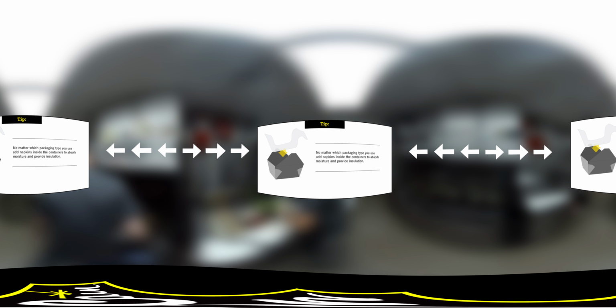Clamshells can also be used to package fries. However, they require some slight modification in order to release the steam that can create a soggy, disappointing eating experience. If you use fold-up cartons, these can be vented as well by removing the side flaps. No matter which packaging type you use, add napkins inside the containers to absorb moisture and provide insulation. For even better performance, package fries separately from other meal components.